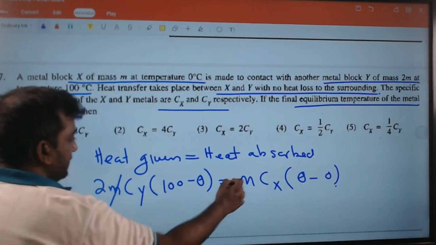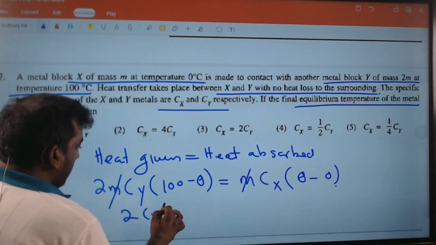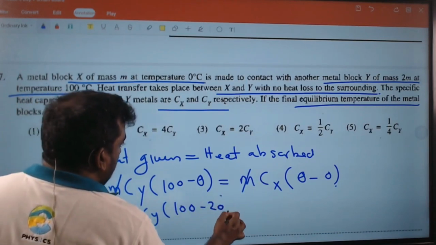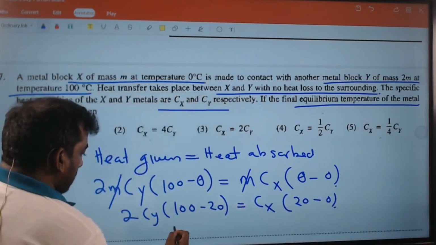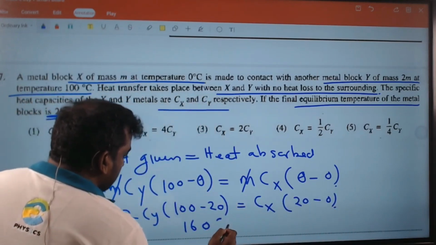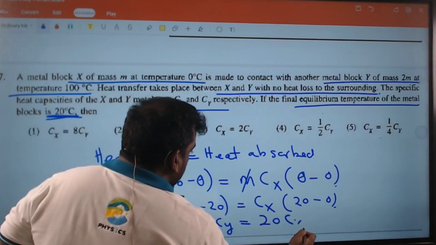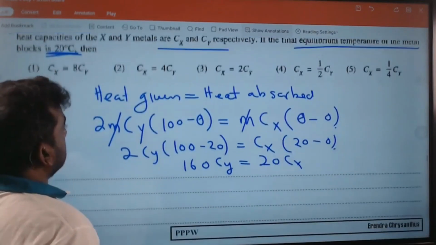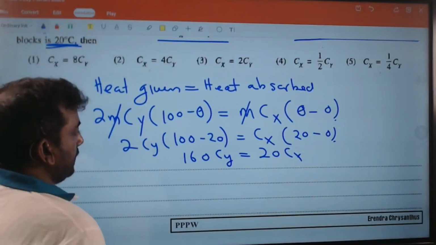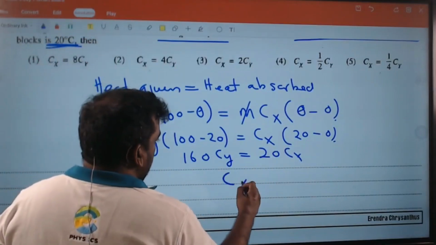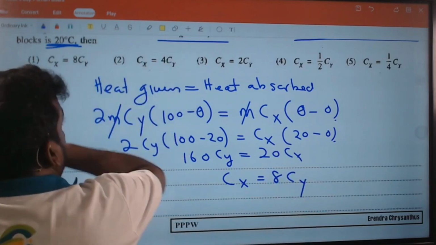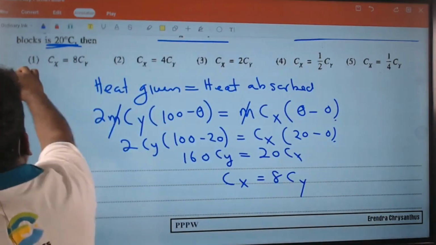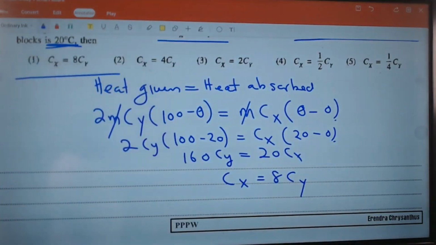So m cancels off. 2 Cy times (100 minus 20) equals Cx times (20 minus 0), right? So 80 times 2, 160 Cy, equals 20 Cx. So Cx equals 8 times Cy. Correct answer is answer number 1.